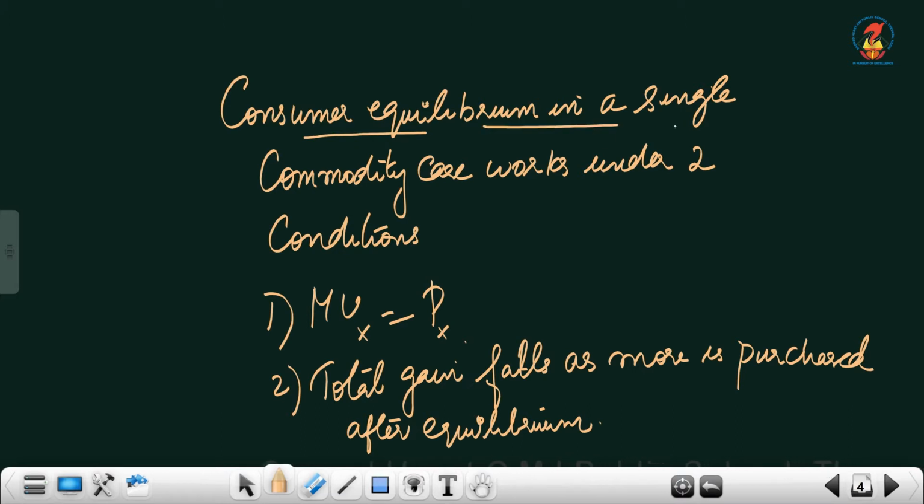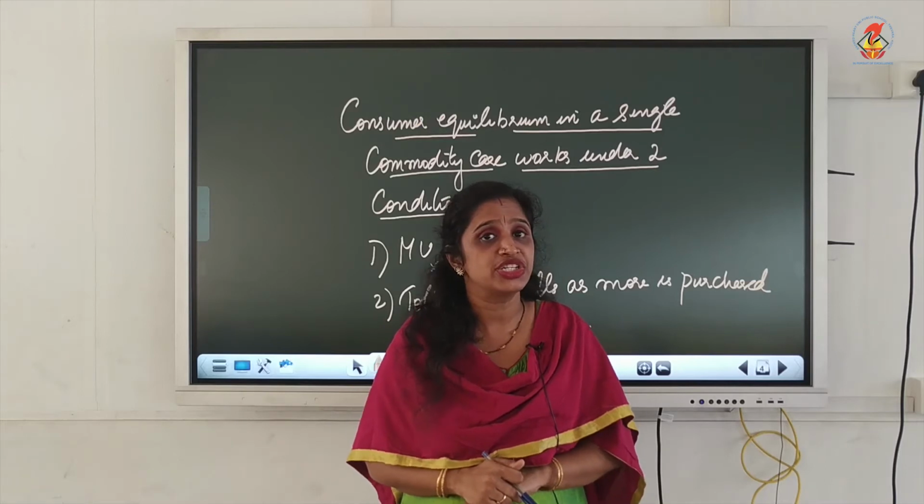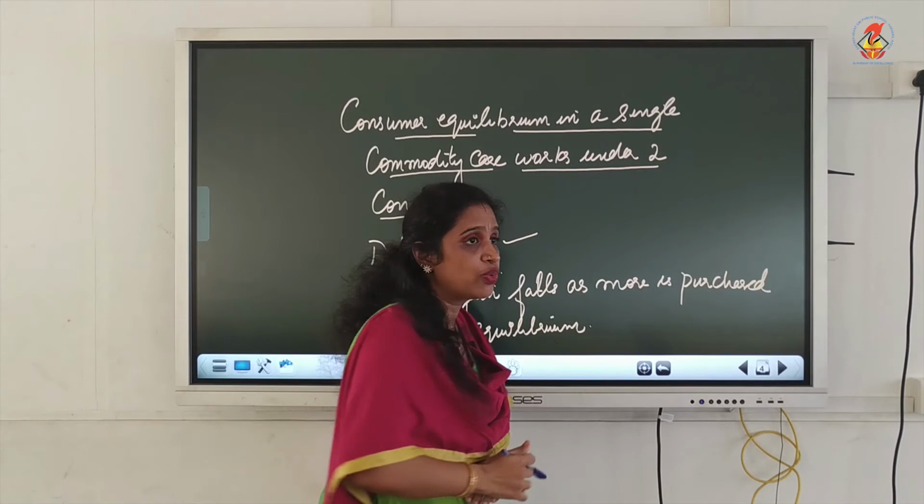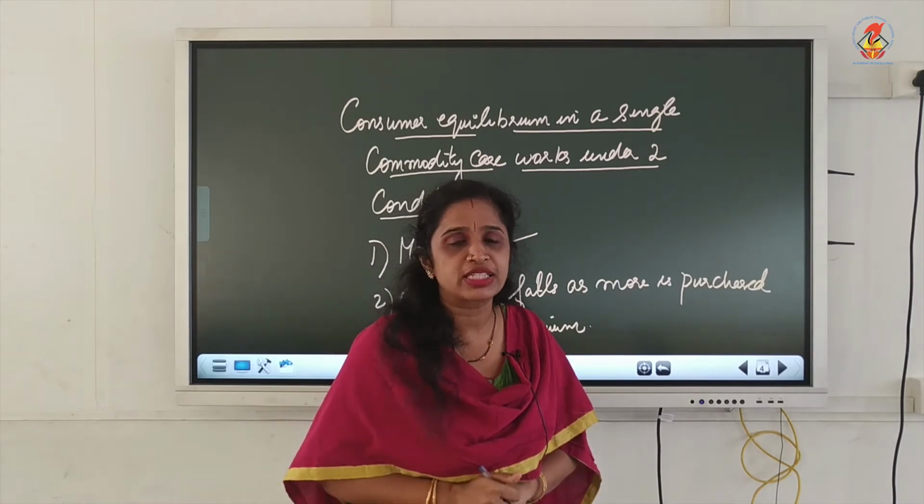Now, consumer equilibrium in a single commodity case works under two conditions. Alfred Marshall has given certain conditions for his theory. In a single commodity case, he has given two conditions. The first condition is that the marginal utility of X commodity is equal to the price of X commodity.